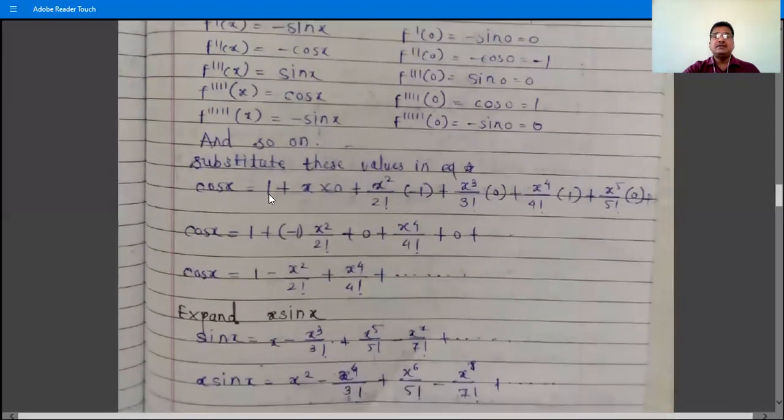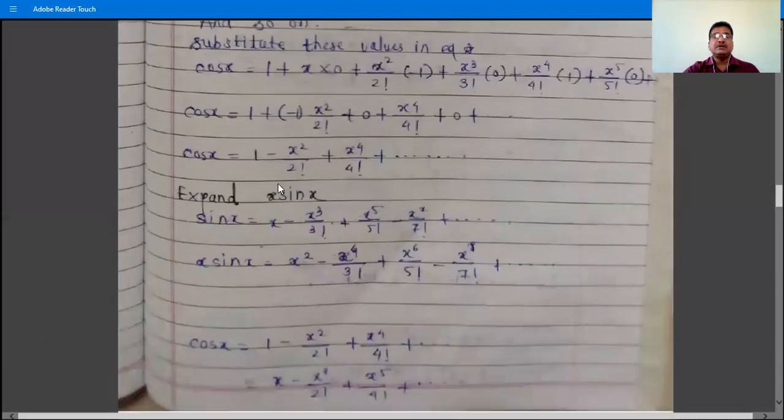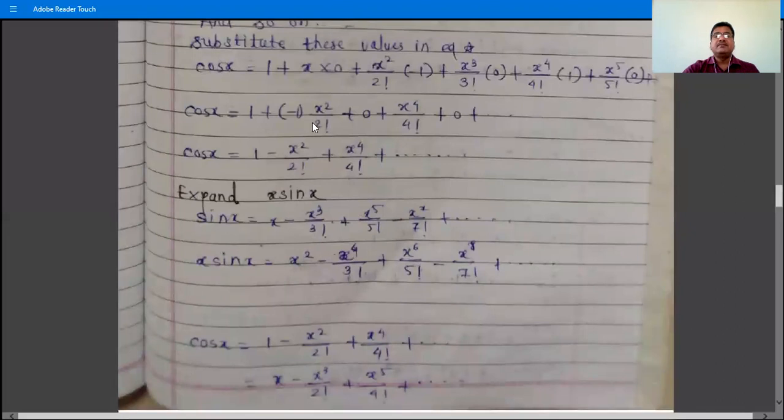So we have cos x as 1, this one will become 0, this minus x square by 2 factorial, then x raised to 4 by 4 factorial into 1, which means plus, in this way. The next term is 0, but the term after is minus x raised to 6 by 6 factorial. So cos x is 1 minus x square by 2 factorial, plus x raised to 4 by 4 factorial. The next term is minus x raised to 6 by 6 factorial. You can find the next terms, and so on.